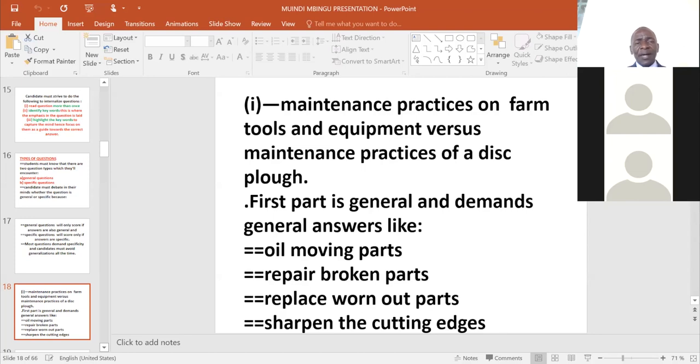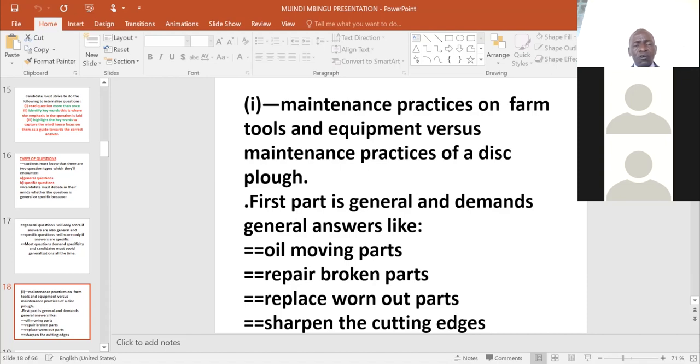Outline the maintenance practices carried out on a disc plow. That's a specific question. Thank you. Specific because the implement is mentioned. So the moment an implement, a tool or an equipment is mentioned, then that question is specific. And the responses must also be given taking a specific form.